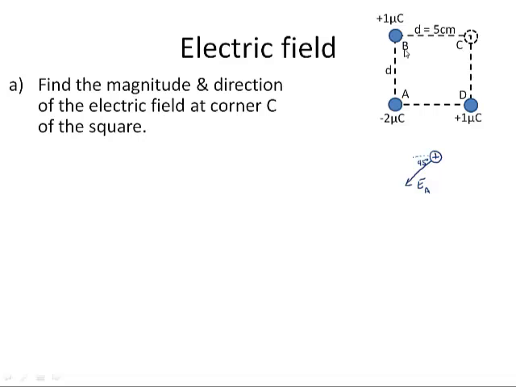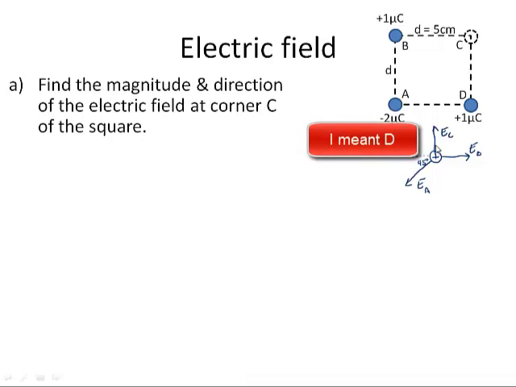If we look at B, since B is a positive charge and C is a positive charge, this would be a repulsive force. So the electric field due to charge B would point to the right. Likewise, the electric field due to point C would point up.